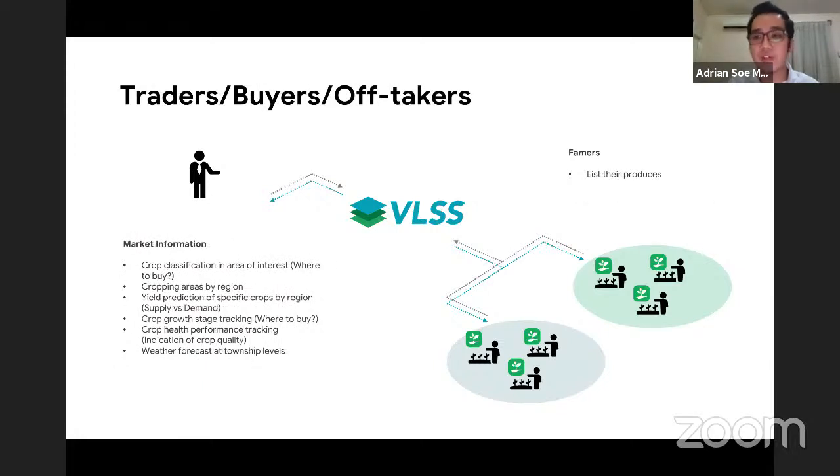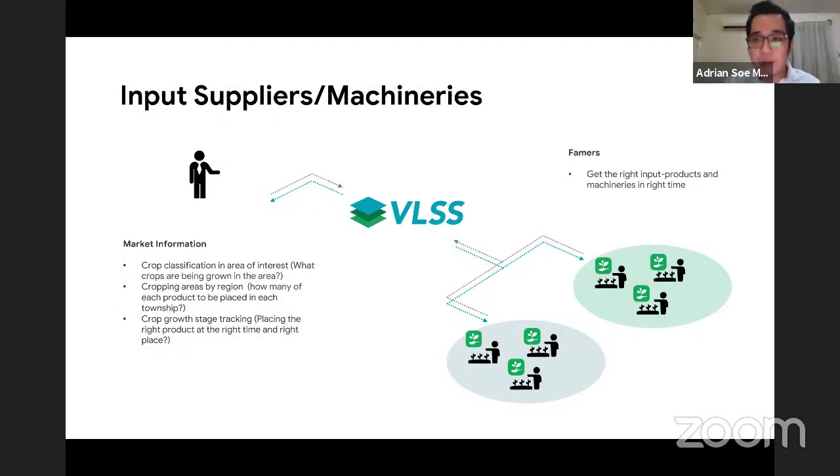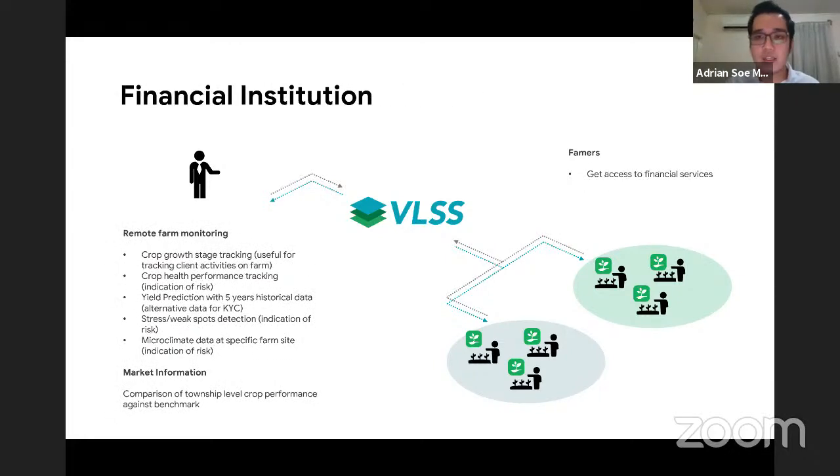Traders, buyers, and off-takers obviously can use the market data for their trading. Input suppliers and machinery companies, being able to understand where different crops are going to be grown or what stages they are at, can plan their logistics accordingly to optimize their supply chain. And lastly, financial institutions can use the data for risk assessment to understand the risk level at different townships and villages in Myanmar, as well as individual clients.